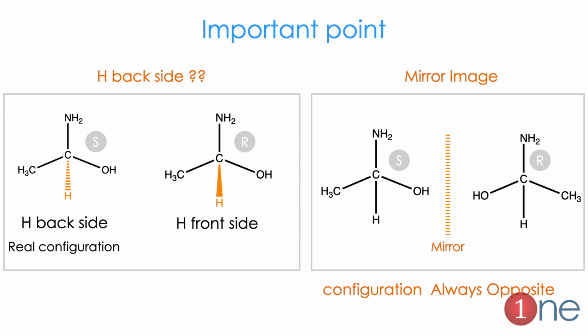The next useful thing is that mirror images are always opposite to each other. Meaning if you have one molecule with S configuration, the mirror image of it will always be the R configuration. So mirror images will always be opposite to each other. If it is R, it will be S.